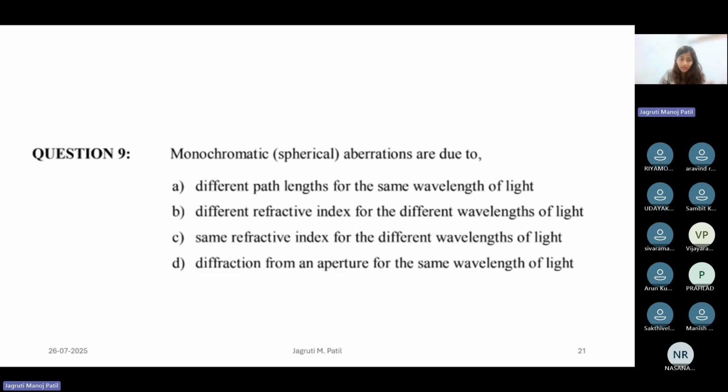Next question. When you have monochromatic, like spherical aberrations, these are due to what? So do you understand what aberration is?